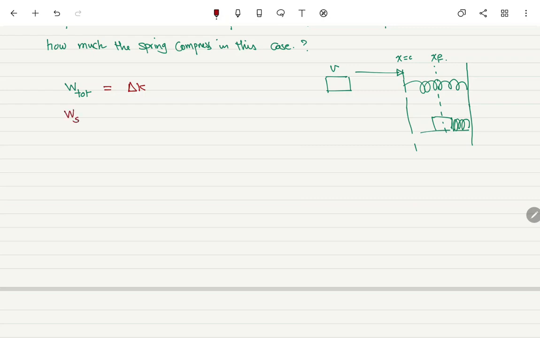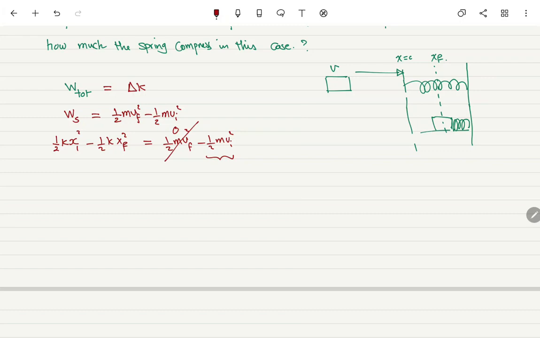Now work done by the spring equal to half m v final square minus half m v initial square. Work done by the spring is equal to half k x initial square minus half k x final square, equal to half m v final square minus half m v initial square. Now the initial speed for this case here is v, which is given. The final speed for this box is 0 because the spring is at maximum compression, so v final here is equal to 0.